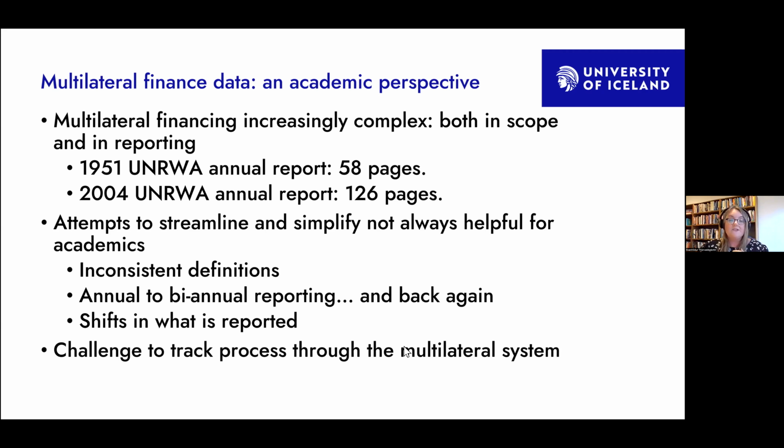So it can be quite challenging to track this process through the multilateral system, especially if we're going back in time, which a lot of the time is what we're interested in. We want to see why changes are happening and how they're changing across longer time periods. So these are some of the issues that have emerged for us.